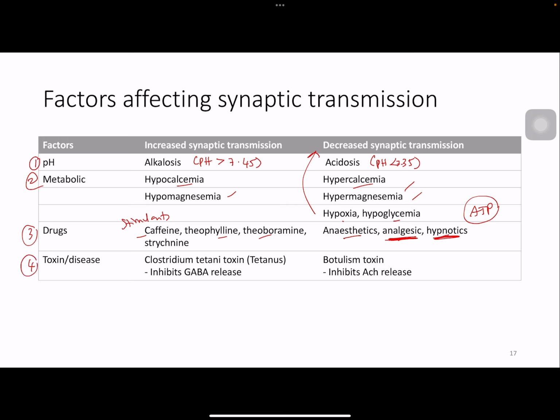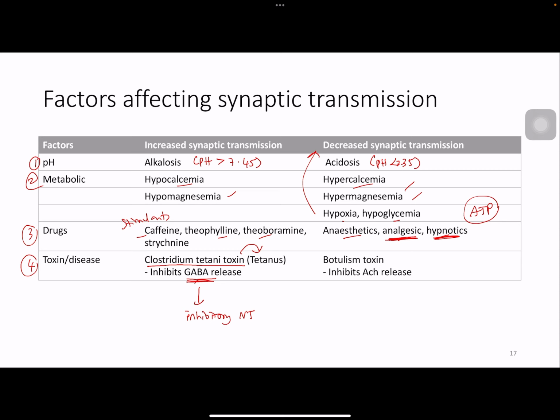Number 4 is toxins or diseases. Okay, there are 2 toxins that I want you to remember today. The first one is the Clostridium tetani toxin, which can cause the disease called tetanus. This toxin acts by inhibiting GABA release. If you remember what GABA is, it is an inhibitory neurotransmitter. Therefore, when there is less GABA, there will be an increase in synaptic transmission. Because if you remember, we talked about the presynaptic and postsynaptic inhibition, right?